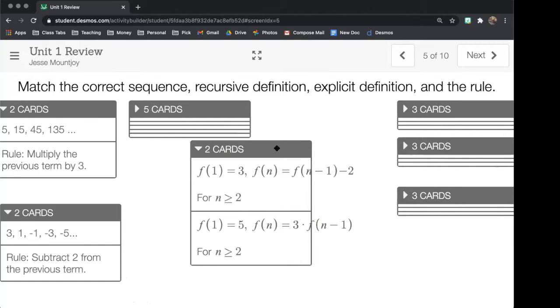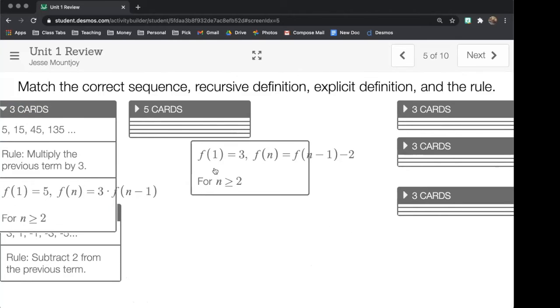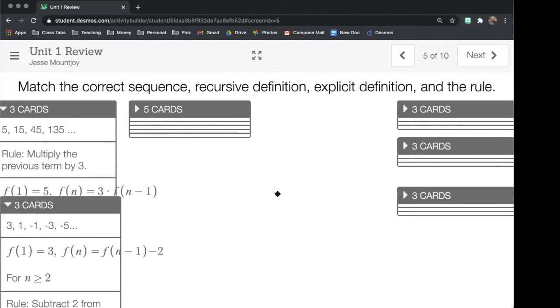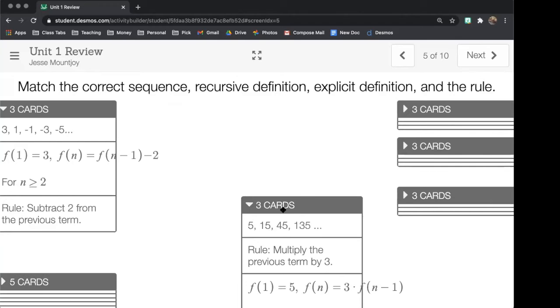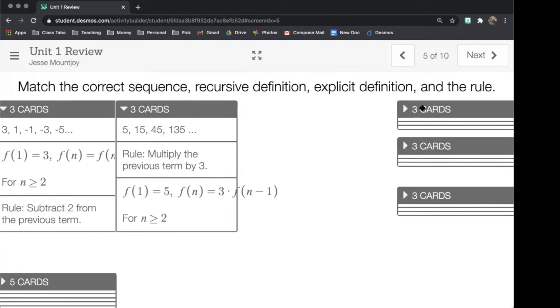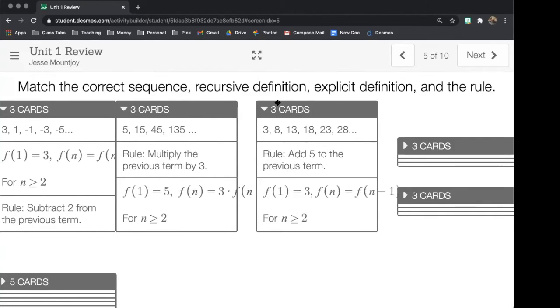And then we have this one starts at 3 and this one starts at 5. So that makes it easy. 5 goes with 5, 3 goes with 3, and I've sorted those ones now. So now let's see if we can find our explicit definitions. Let's pull up a few of these.